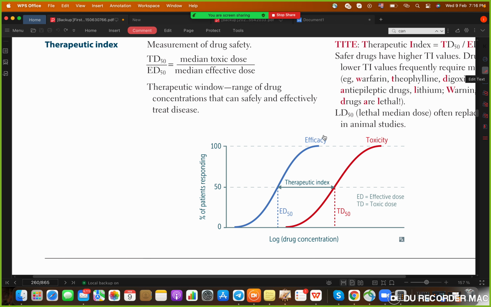If you give a dose less than the effective dose, the drug will not work at all. If you give an amount more than the toxic dose, you will get serious side effects that can lead to death. So you need to stick to the therapeutic dose.